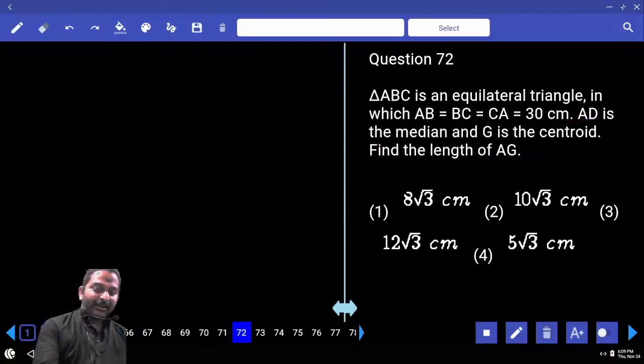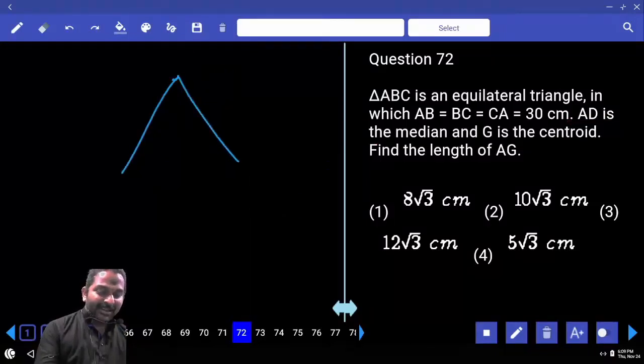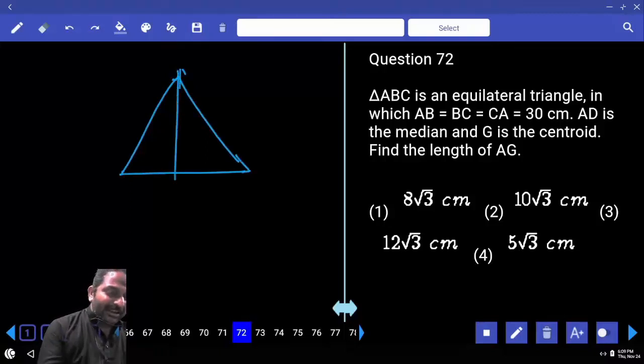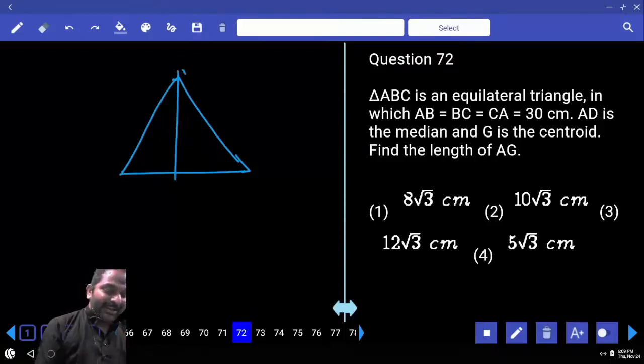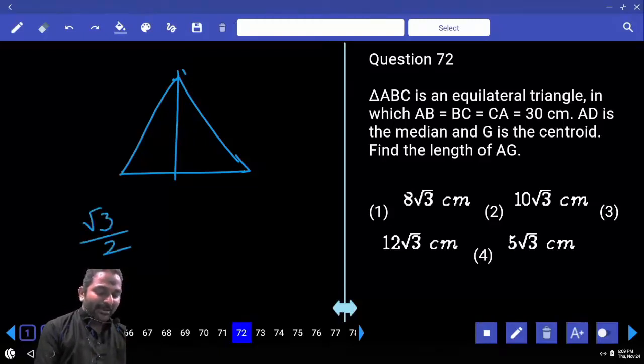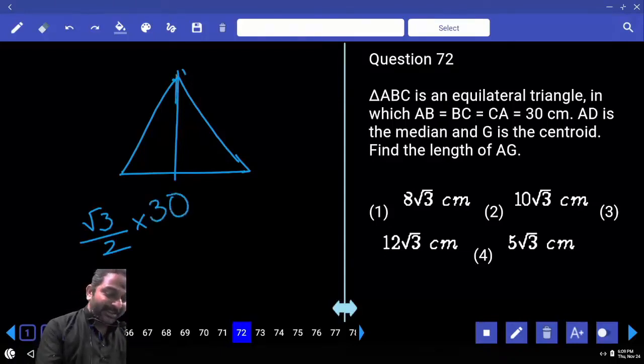Okay, right. Now in the equilateral triangle, if they are talking about the median, what do we call this? We call it height. What is the formula for height? √3/2 into A. How much is A? Side, 30. This is the height of the triangle, which is the median. Correct?